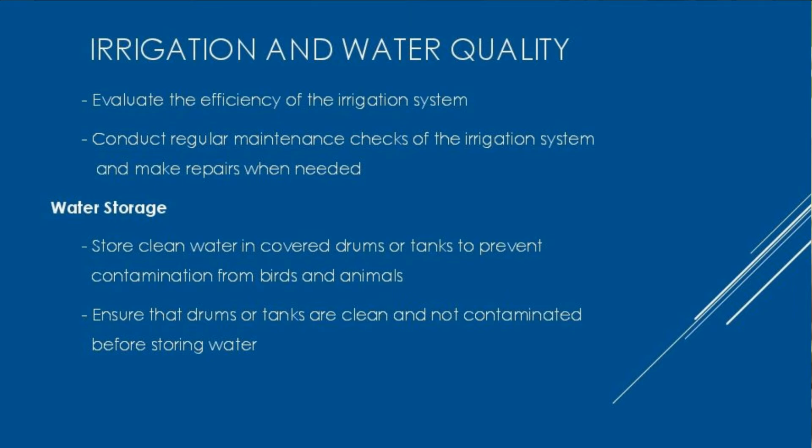Conduct regular maintenance checks of the system and make repairs to leaks, again, when needed. This would also influence the irrigation efficiency, and that would dictate if that system is actually meeting the crop needs. So you must do maintenance checks of your system and make any repairs.